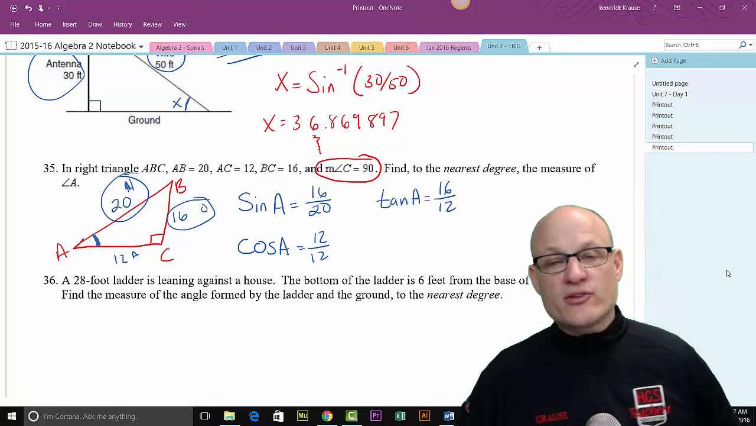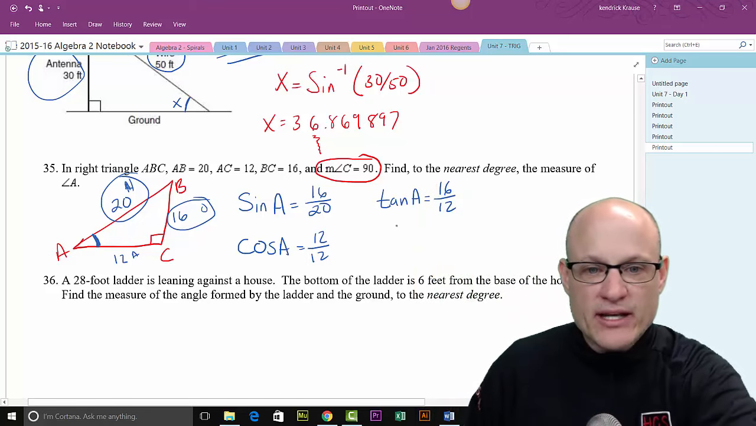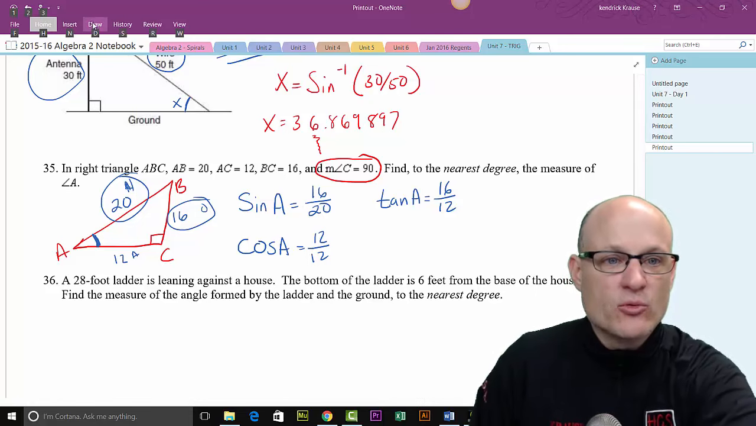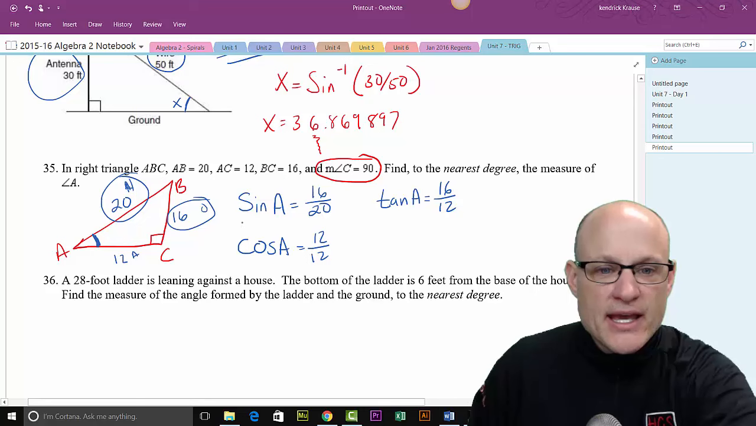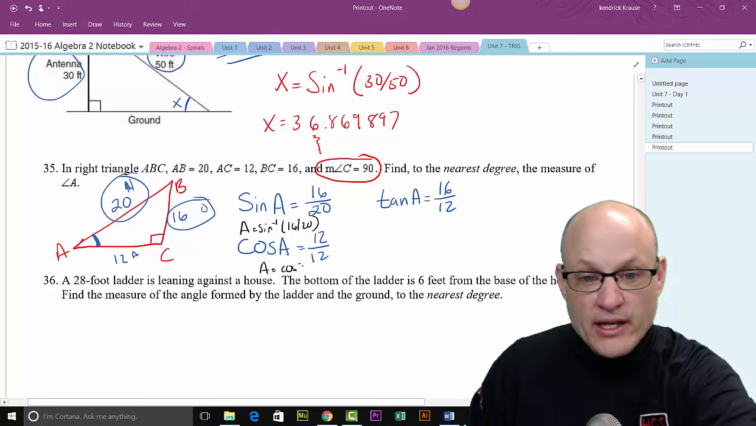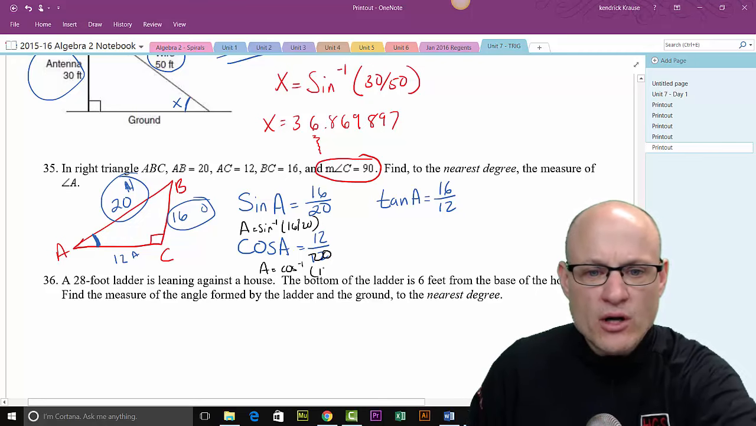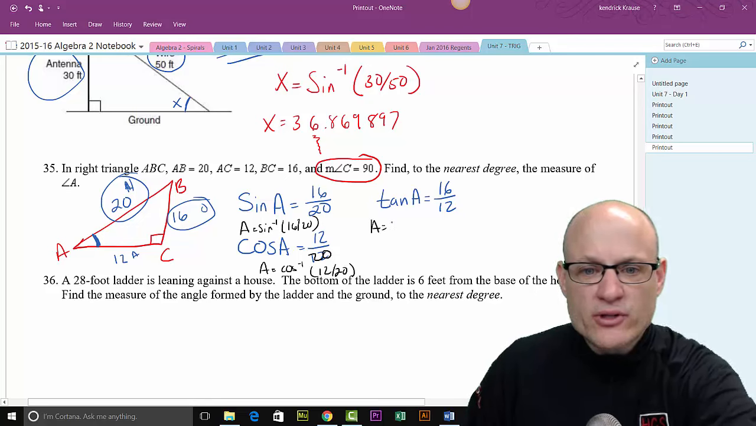So, in order to solve these, we have to do inverse trig of each one. A is equal to sine negative 1 of 16 over 20. Or A equals cosine negative 1 of 12 over 20. Or A is equal to the inverse tangent of 16 over 12. They all should come out to be the same.